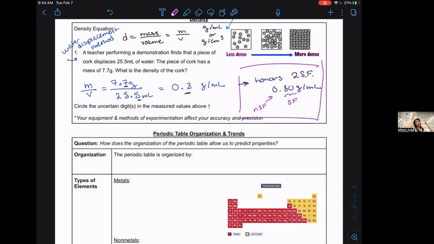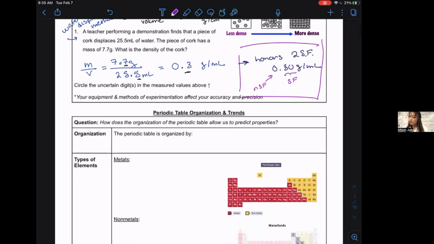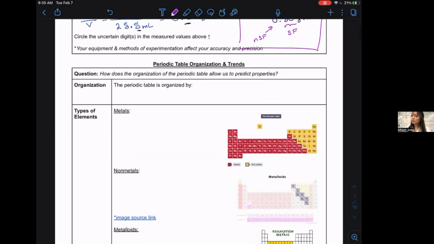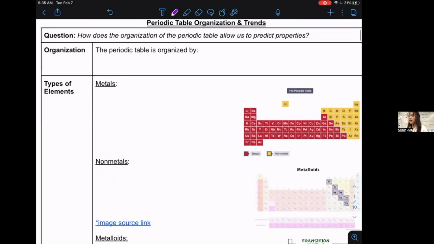Because we can say, well, down a column, I'm going to have some type of pattern or trend along a certain property for those respective elements in the same column, in the same family, right? So this is the big question that we're going to be addressing for the next couple days. This is the real question of our unit. That density lab was just to get your foot in the door. How does the organization of the periodic table allow us to predict properties?